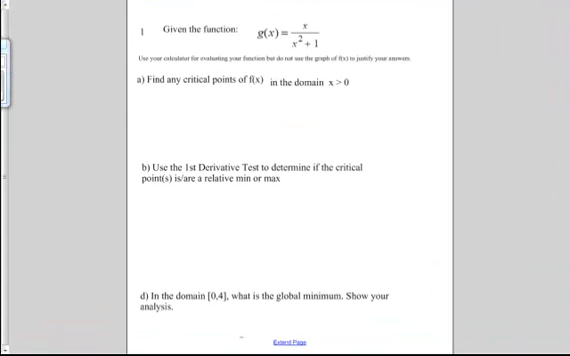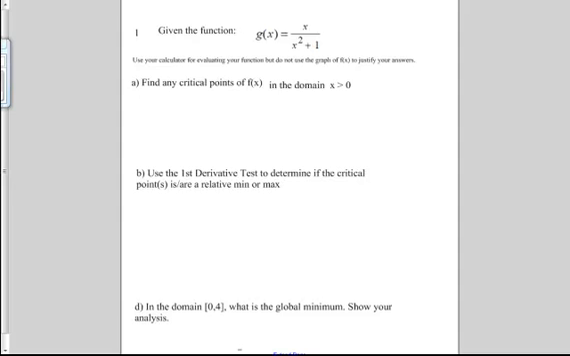Okay, more examples. Last example too. Yeah, last example. So now we're going to have to use the quotient rule. It says find any critical points in the domain x is greater than 0. Well, for the critical points, we need to find f prime of x. So f prime of x is low d high, which is just 1, minus high d low, all over low squared.